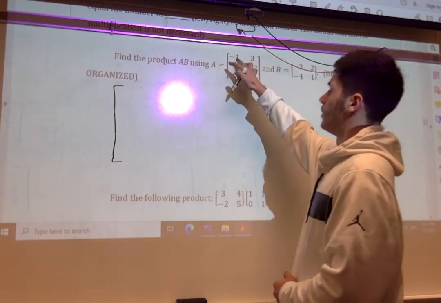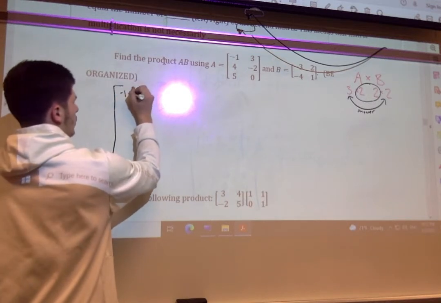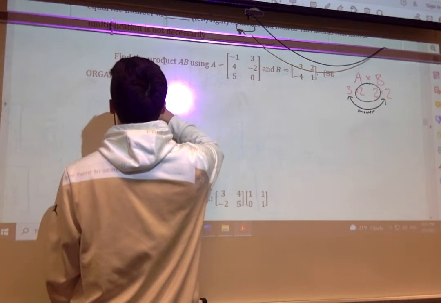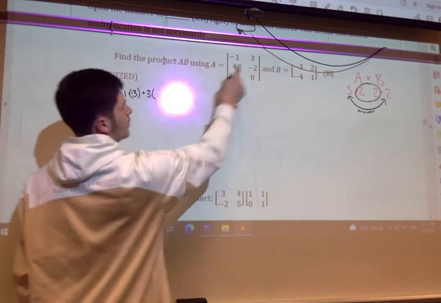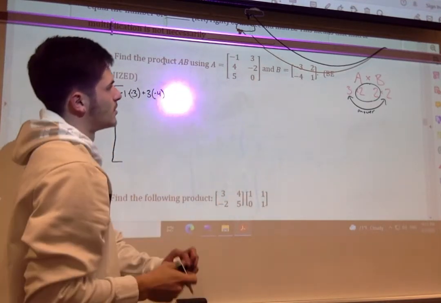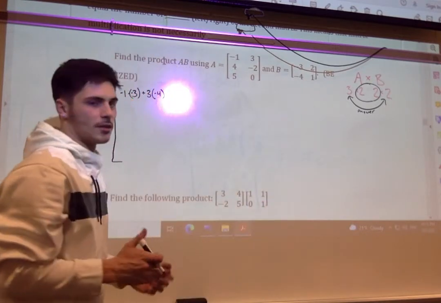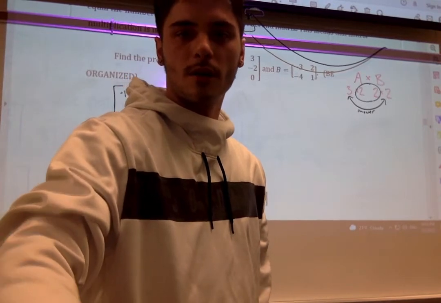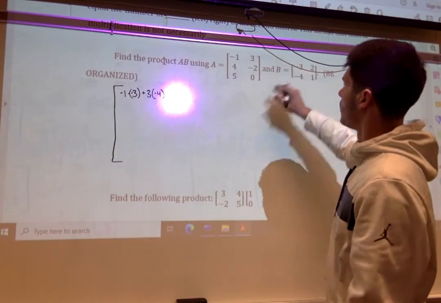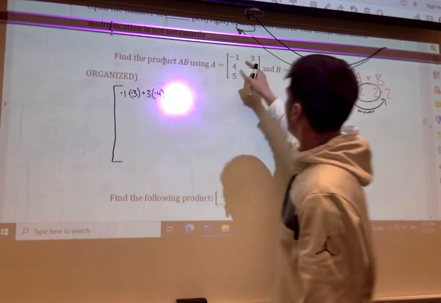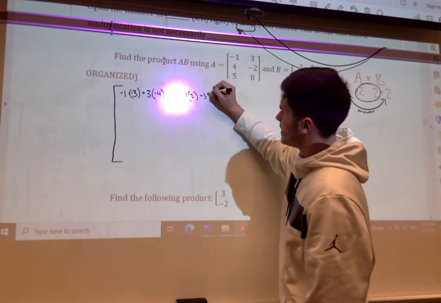So for example, we will have -1 times -3 plus 3 times -4. So do you see how it goes? Top left, top left. And similarly, we are going to hit the top right the same way. So we're taking the top, -1, times the right, 2, plus the top, 3, times the right, 1. And that's our top right entry.